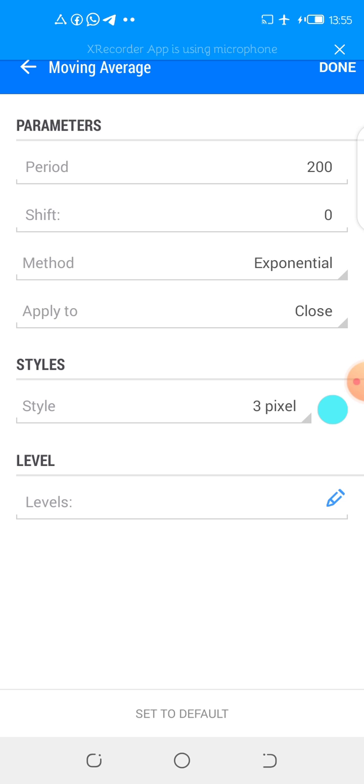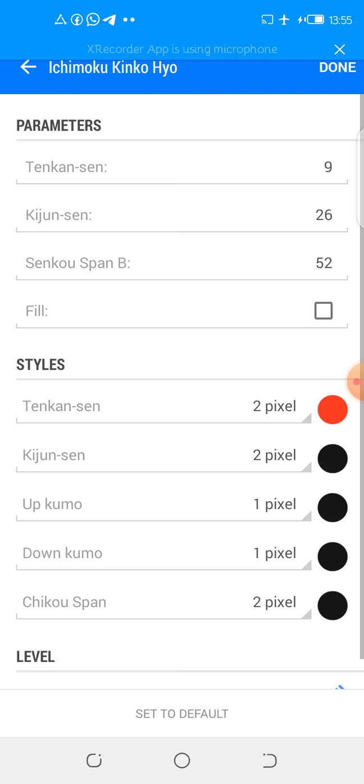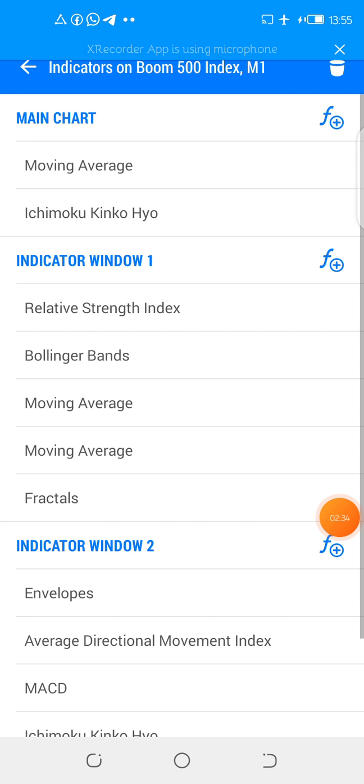So we have moving average 200, period 200, shift 0, method exponential, apply to close. Okay, and then we have Ichimoku, where Tenkan Sen is 9, Kijun Sen 26, and Senkou B is 52. That is always the default settings of Ichimoku. Okay, but on the lines, we just need the Tenkan Sen to show. All these others, we put it to be the same as our background color. Okay, so that is done for the main chart.